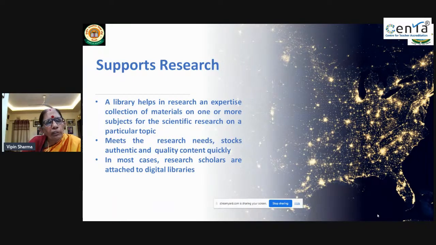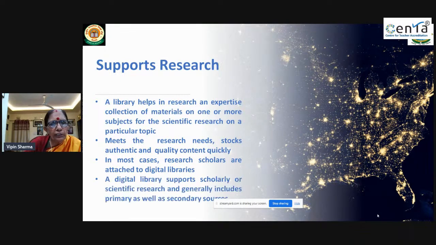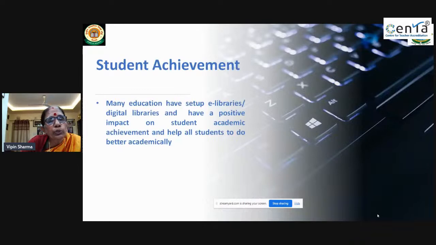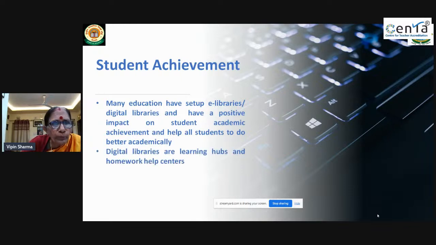Supports research. A library, whether it's a digital library or an e-library, definitely helps the research work. That is why libraries are so important, because they help the research work. It's a source of knowledge for everyone, meets the research needs. Okay, most research scholars are attached to digital libraries. This is important. Now, many institutions have set up e-libraries, digital libraries, and have a positive impact on student academic achievement. Help all to do better.